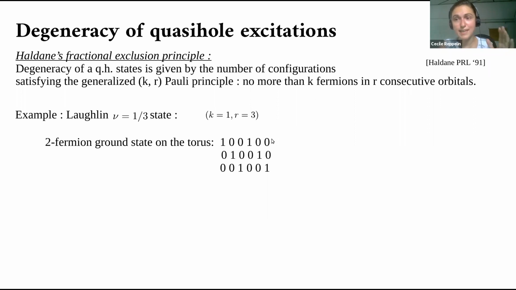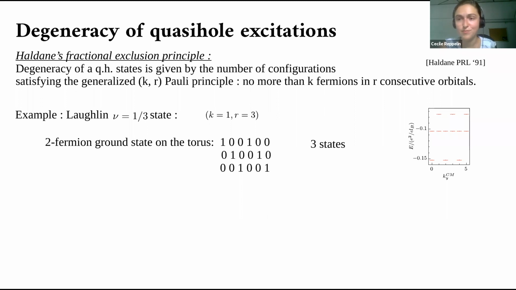And I can also translate that whole configuration using the periodic boundary conditions. So I have in total 3 configurations that satisfy the 1/3 principle: no more than one fermion in 3 consecutive orbitals. So you have 3 states, and energetically that would give me this, and that's of course a super simple spectrum because the Hilbert space is super small for this case.